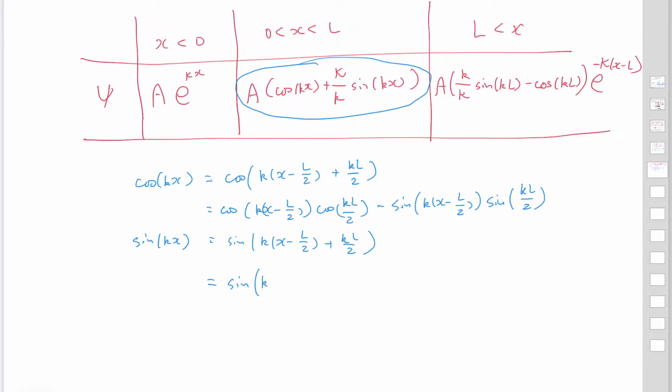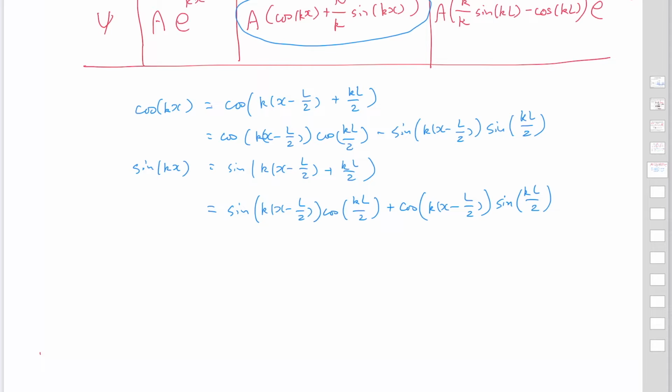Sine k(x minus L over 2) cosine kL over 2 plus cosine k(x minus L over 2) sine kL over 2. So you can express the equations here. Then you can substitute cosine and sine into the original equations.